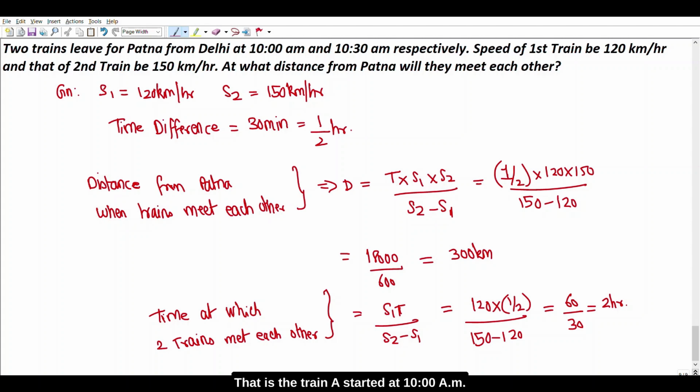That is, the train A started at 10 am. By adding 2 hours to the starting time of train A, that is 12 noon, both the trains will meet each other at a distance of 300 kilometers.